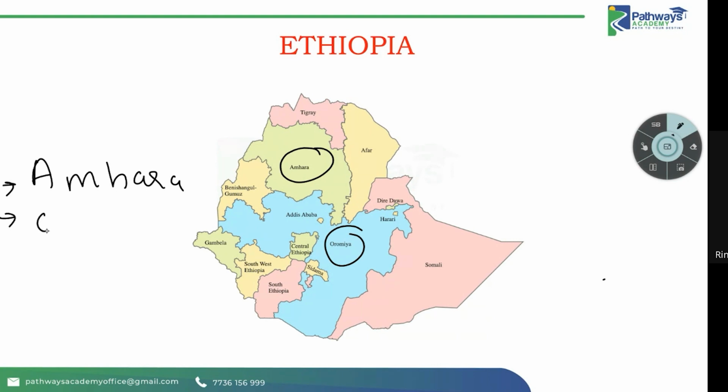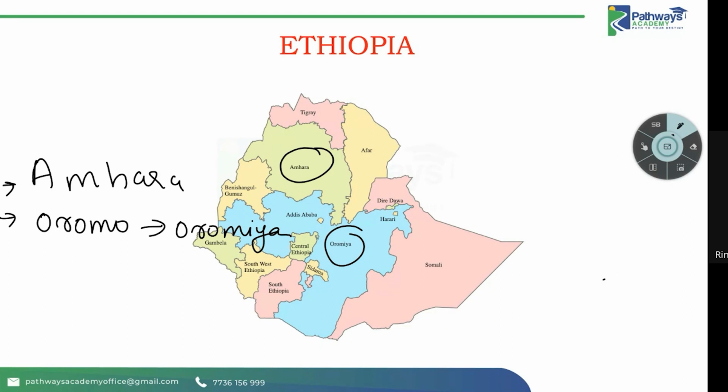Another community that comes in this region is the Oromo people. The territory of the Oromo people is known as Oromia. These are the two communities that come in Ethiopia: Amhara people and the Oromo people.